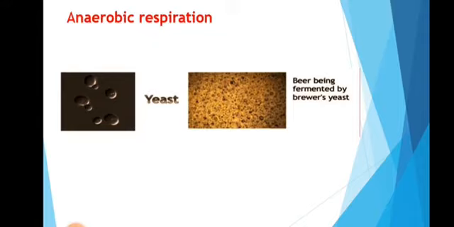Now let us understand where it is actually used. So this anaerobic respiration is used to make beer, in which the brewer's yeast, which is a special type of yeast, is used to break down glucose and produce alcohol.